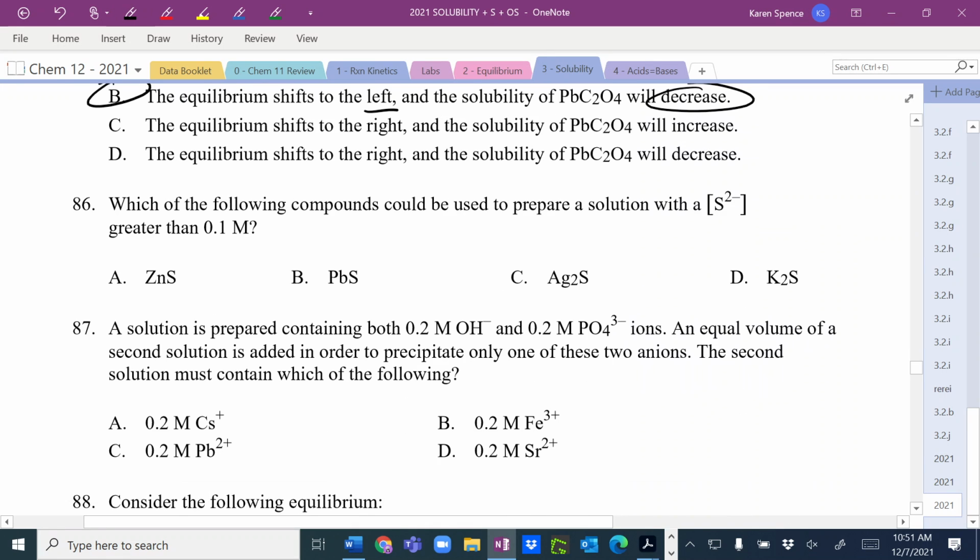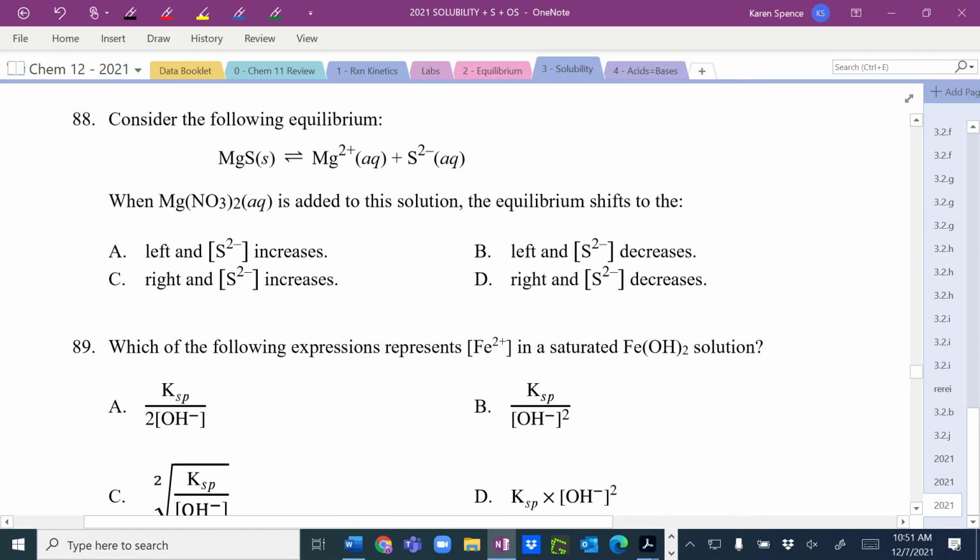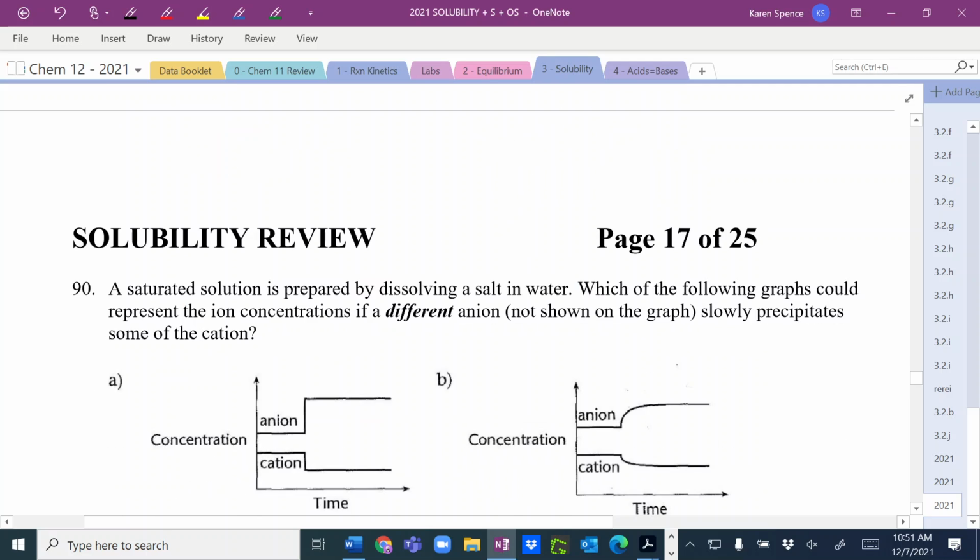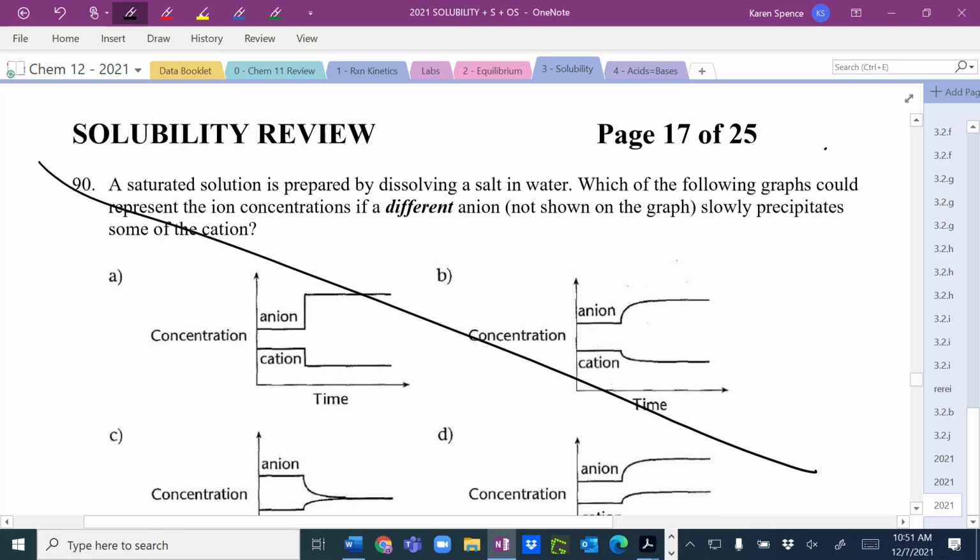94. I'm just going to take a quick stop by question 90 because question 90 is unanswerable. Just cross it out. Okay? It does not have a correct answer. Bad question.